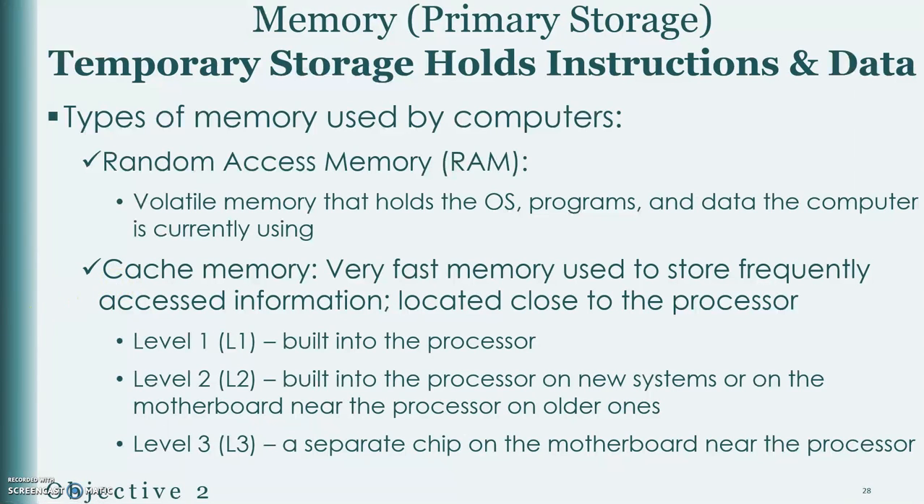Cache memory is very fast memory that is in close proximity to the processor, and it's used to store frequently accessed information. Okay.